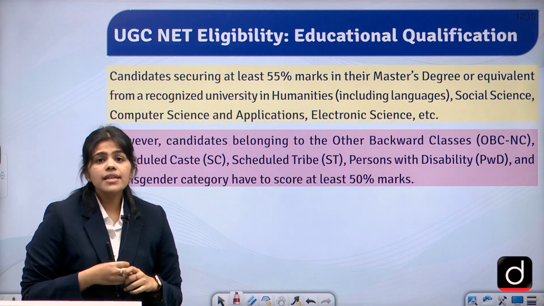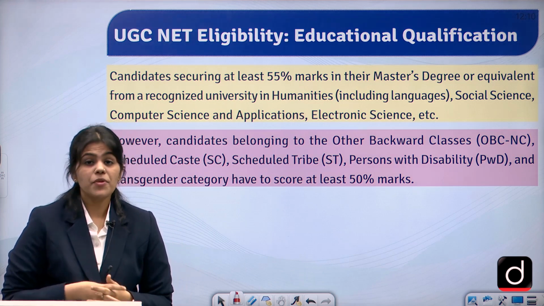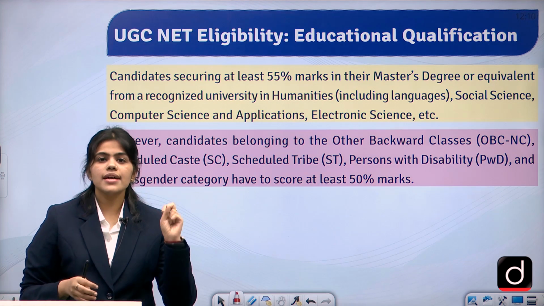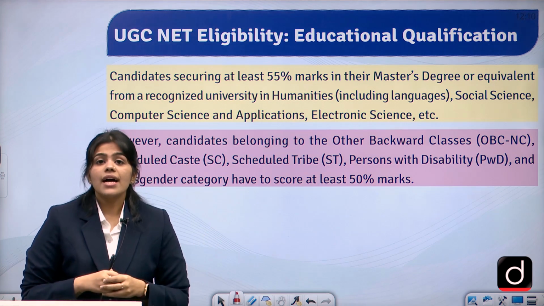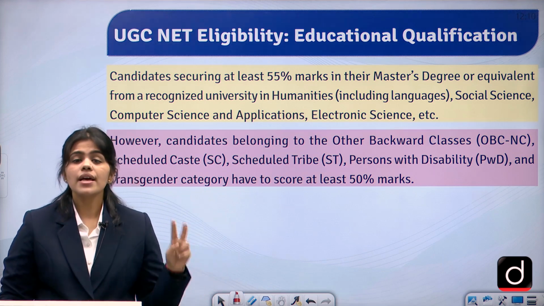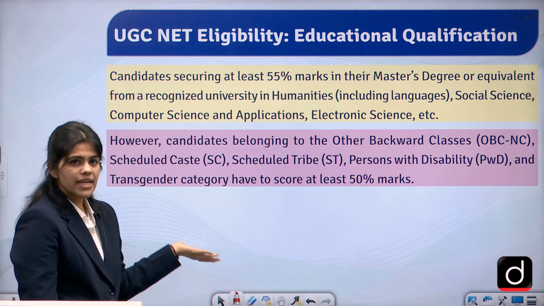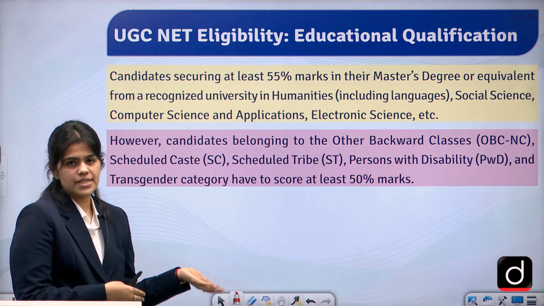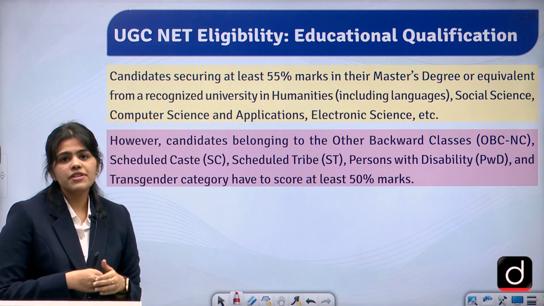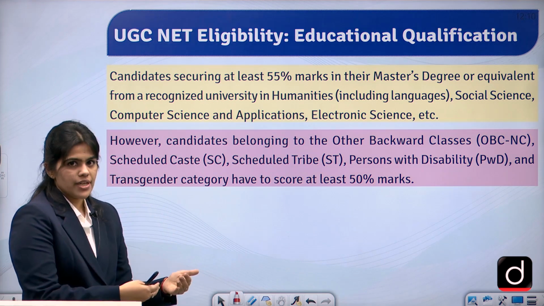Now there are certain eligibility criteria that we need to see for the UGC-NET exam. The UGC-NET exam is conducted twice a year, and under it we have 2 papers, paper 1 and paper 2. For filling the form, you should know the eligibility criteria as well. The candidates should have at least 55% marks in their master's degree to apply for the exam.